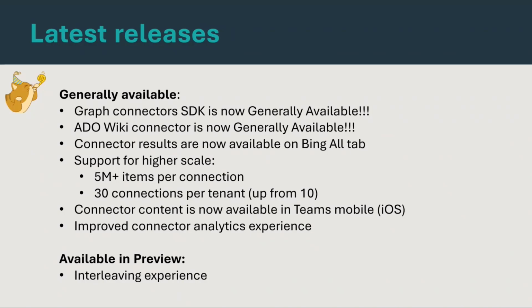So earlier, connector results were only available in your search or the custom verticals that you are creating for each of your data sources. Now these connector results are also available, apart from the Work tab, in your Alt Tab as well. Earlier, we had some limitations around how much content you can bring in from each of your data sources. We have made really good progress and increased the limit for each connection you create for your data sources to more than 5 million items in each connection.